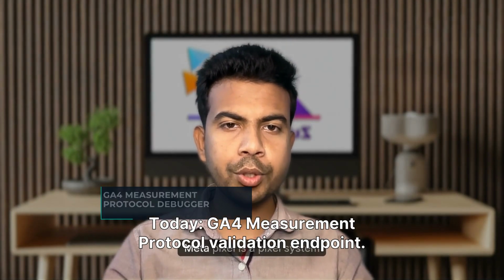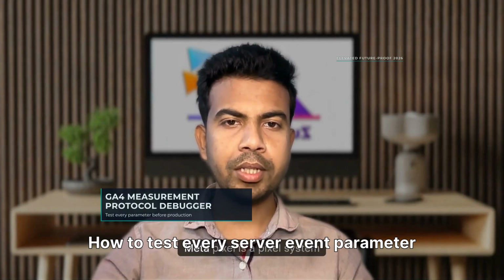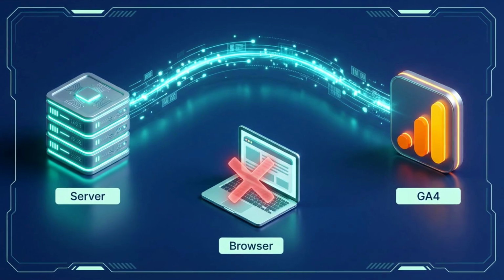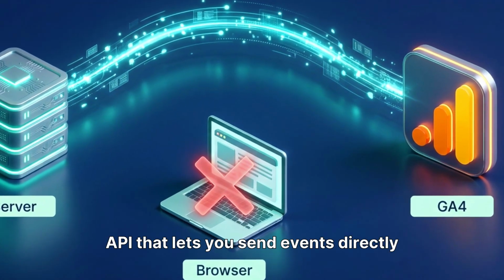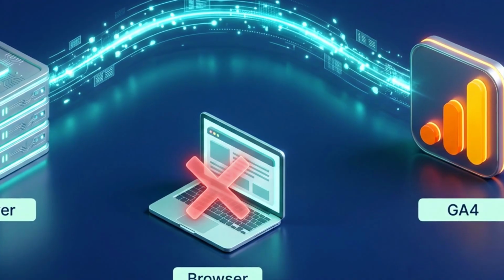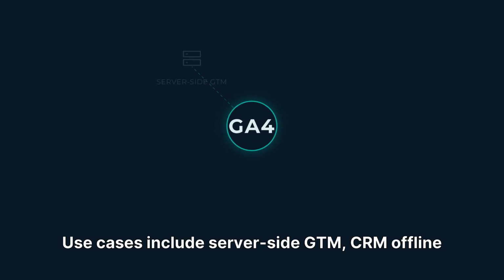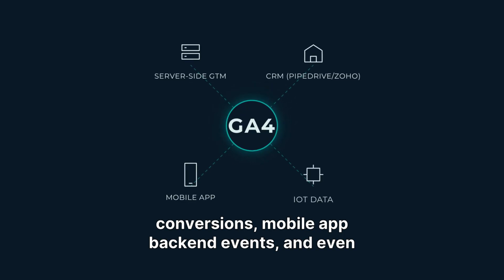Today, GA4 Measurement Protocol Validation Endpoint. How to test every server event parameter before pushing to production. The GA4 Measurement Protocol is a server-to-server API that lets you send events directly to GA4 from your backend without the browser. Use cases include server-side GTM, CRM offline conversions, mobile app backend events, and even IoT data.